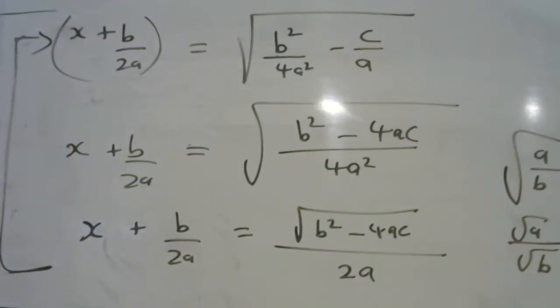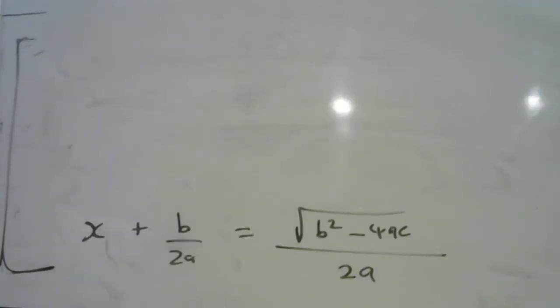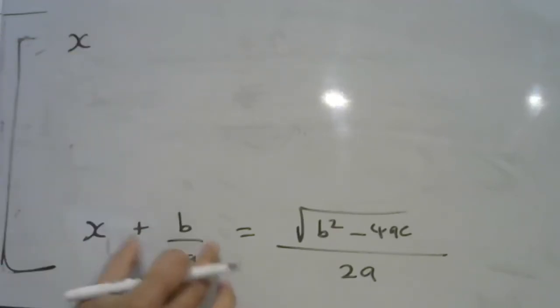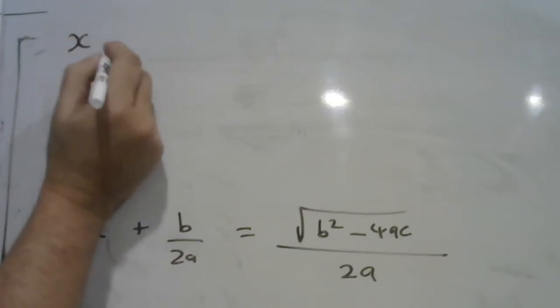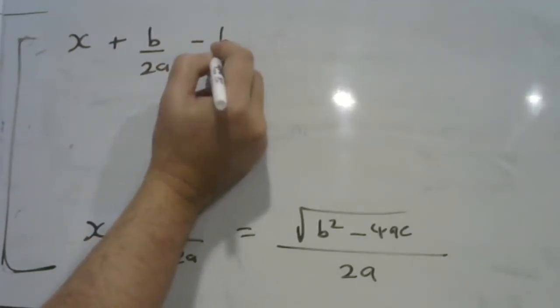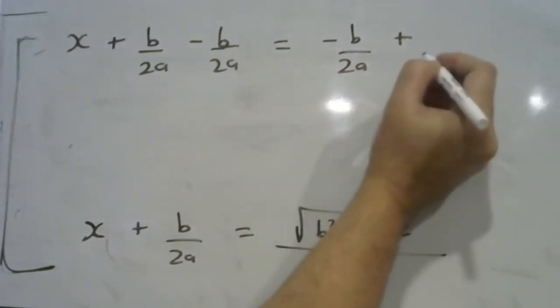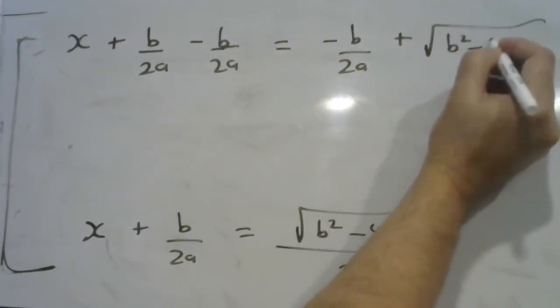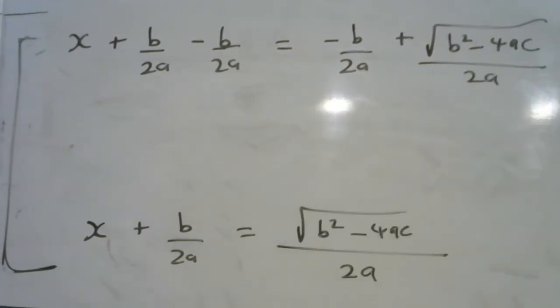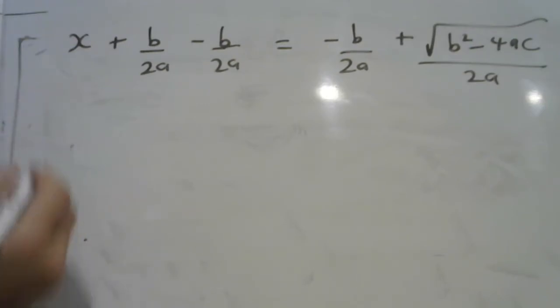We'll go to the next step. So from here, we can have x, we take across this here. So if you want to write it plus b upon 2a minus b upon 2a is equals to minus b upon 2a plus the root of b squared minus 4ac all upon 2a. Right? Good. So what we're getting here now is this gonna cancel out.